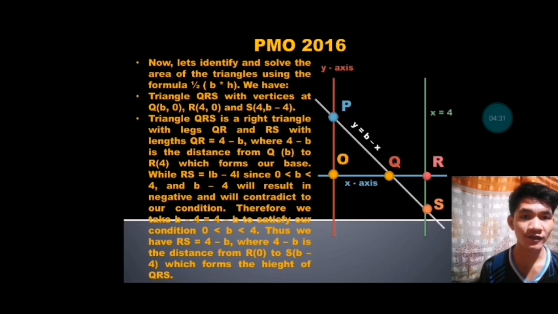B minus 4 will result in a negative and will contradict our condition, that is, B must be greater than 0 and less than 4. Therefore, we take B minus 4 as 4 minus B to satisfy our condition. Thus, we have RS equal to 4 minus B to give us a positive answer, where 4 minus B is the distance from R, (4, 0), to S, (4, B minus 4), which forms the height of the triangle QRS.